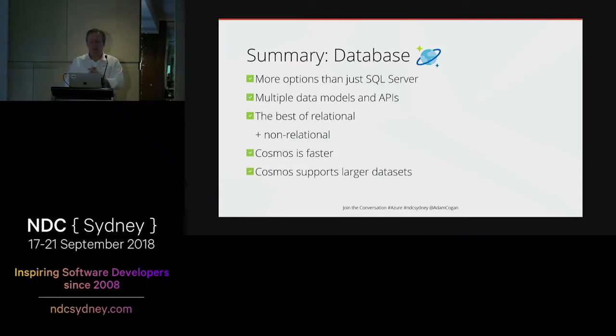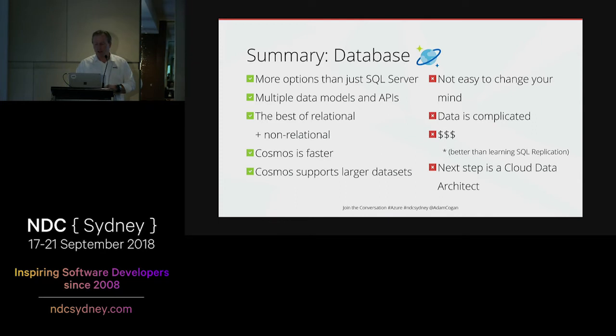You've got, I think, the best relational and non-relational models out there. Cosmos is faster. Cosmos supports larger data sets, all right? It's not easy to change your mind on this one. Data is complicated always. I'm oversimplifying the entire problem. Okay, the next step you need is to get a cloud data architect. And I think this will become a big role in companies.